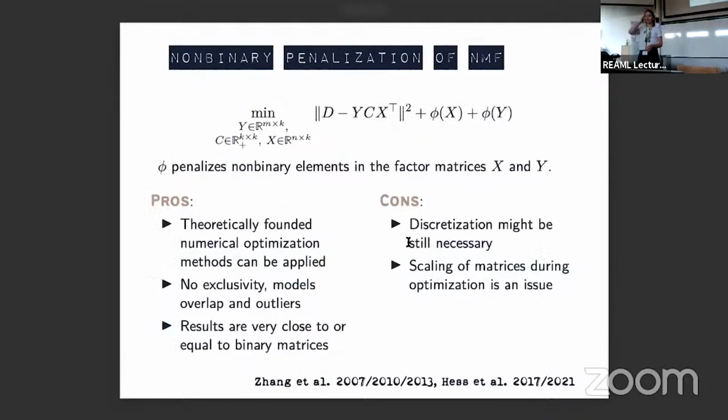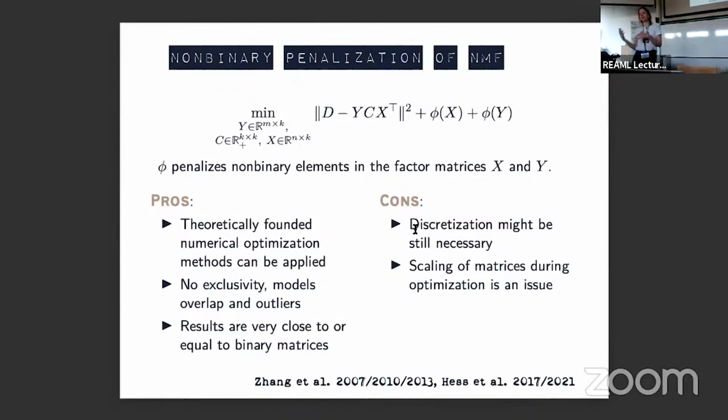Now this looks as follows. So we have this objective here, and phi is this penalization term with the roof basically. And yeah, so the process that we have now is theoretically founded numerical optimization. And we do not need this exclusivity assumption anymore. So Y is now any binary matrix. It doesn't have to be this partitioning matrix. And in the end, depending on the regularization rate of this function here, you get matrices which are at least quite close to binary matrices, or which are actually binary.